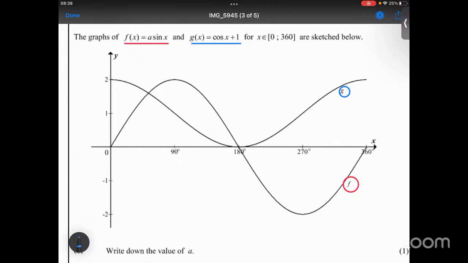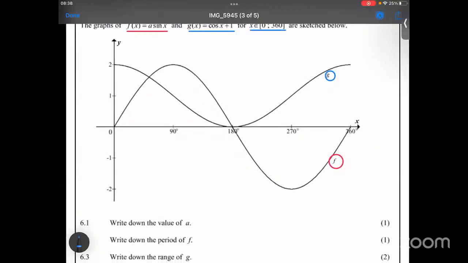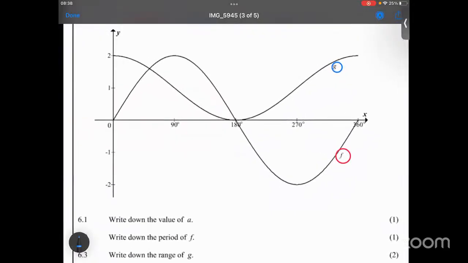And of course, those are drawn from 0 up to 360 degrees. So you're given the formula of the graph, and then they tell you from where up to where it has been drawn. That's the information that you have. There's nothing about the period there. They've just given you the information regarding that drawing.